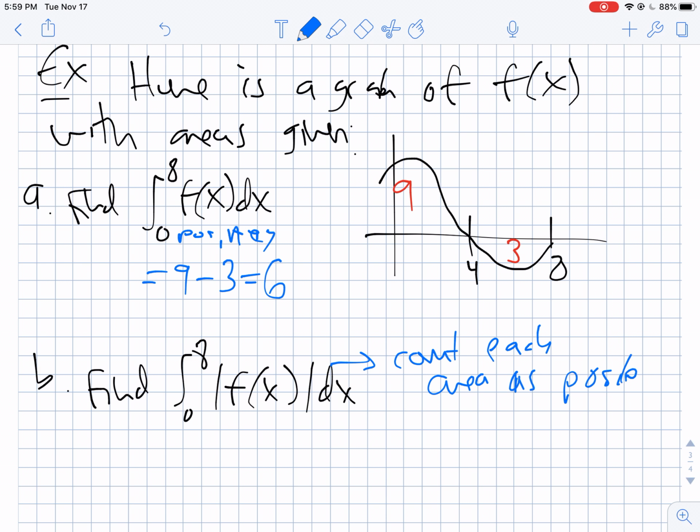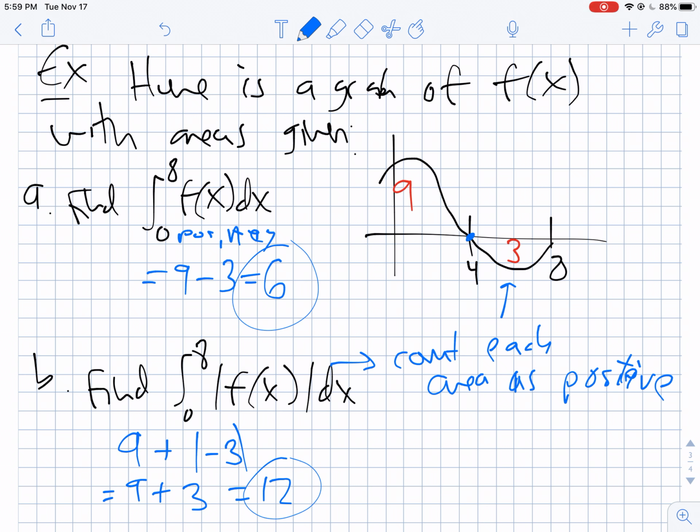So I'm basically, in essence, doing what I did before. I'm splitting it up at the 4, going from 0 to 4, which is 9. And then instead of thinking about this as a negative area, I'm kind of saying let's take the absolute value of that part under the curve and just get 9 plus 3, which is 12. So that's how it's working. We count each area as a positive, either above or below the curve. So that's the difference there between graphing an f and an absolute value f.